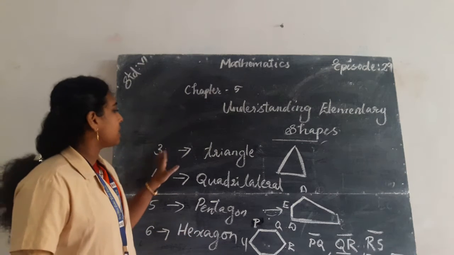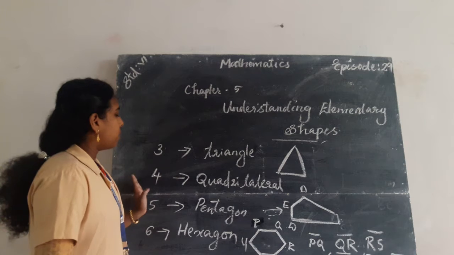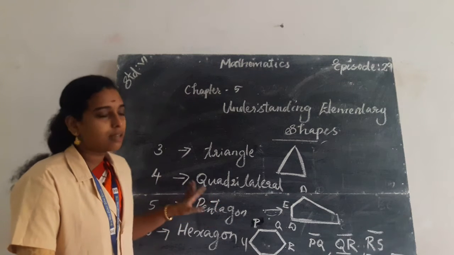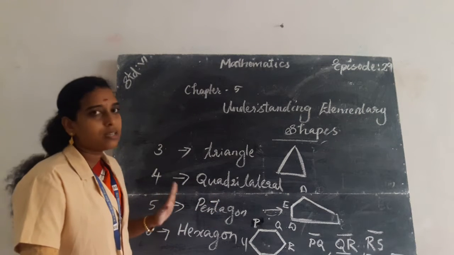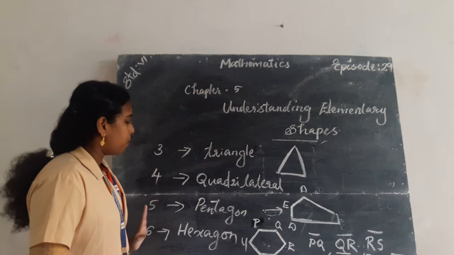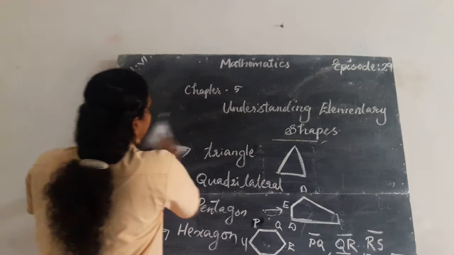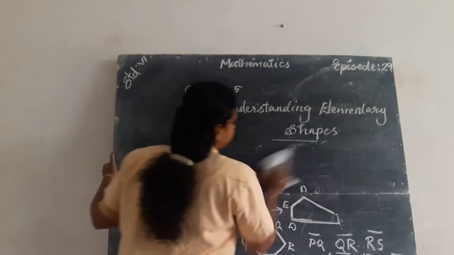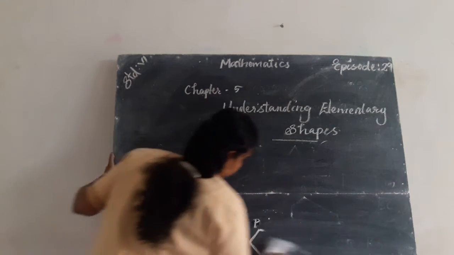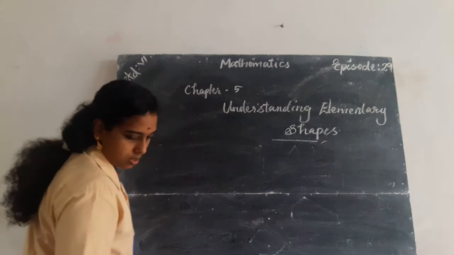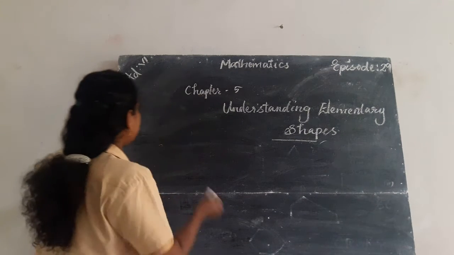So a polygon with 3 sides is called a triangle. A polygon with 4 sides is called a quadrilateral. A polygon with 5 sides is called a pentagon. And a polygon with 6 sides is called a hexagon. Then next is the polygon with 8 sides.